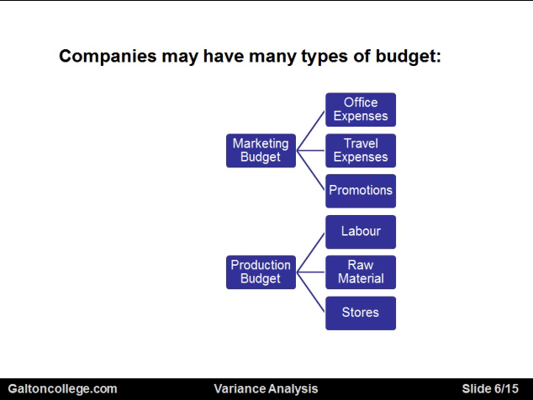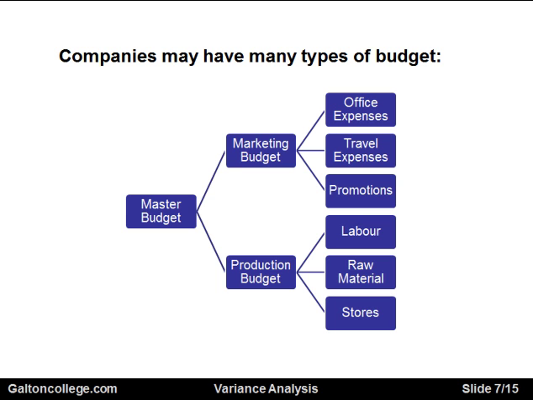So the marketing budget, for example, could include office expenses, particularly the marketing office, and travel expenses so that the marketing people may travel to meetings and for promotions and so on. And with production, well, labour, raw materials, stores. So we're getting this idea of almost a hierarchy of budgets. And pursuing it further, we have a master budget, the very top budget, which allocates sums to the marketing budget and to the production budget. Then the marketing budget allocates sums to the office expenses, the travel expenses and promotions, and likewise for production. So we have this cascading hierarchy, with the very top budget being the master budget. That's the one that senior management deal with.